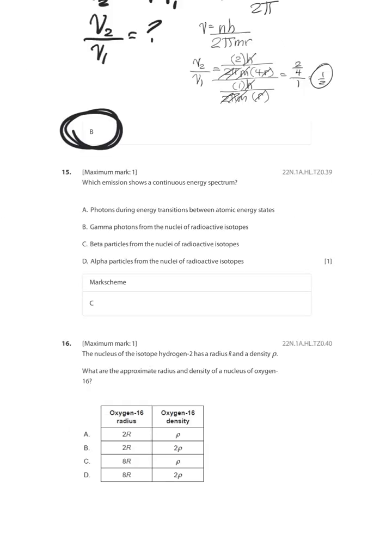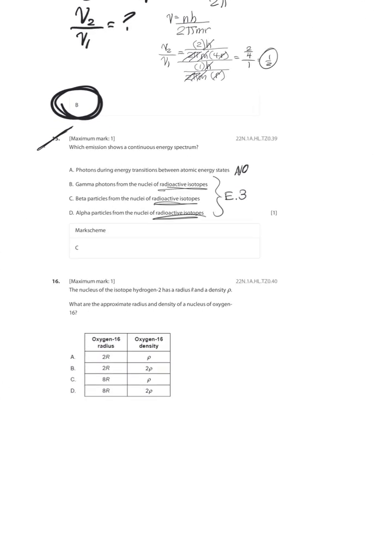And then 15, we're going to skip 15, but it says which emission shows a continuous energy spectrum. And actually, the wrong answer, A, is relevant to the topic at hand. Photons emitted during energy transitions between atomic energy states are not continuous, they're discrete. That's the evidence of the quantization of the energy, so it's definitely not choice A. But the other answer choices deal with radioactive isotopes. That is not topic E1. Radioactive isotopes is topic E3, which is not relevant to E1, so we're going to skip number 15. All right, we're going to number 16.